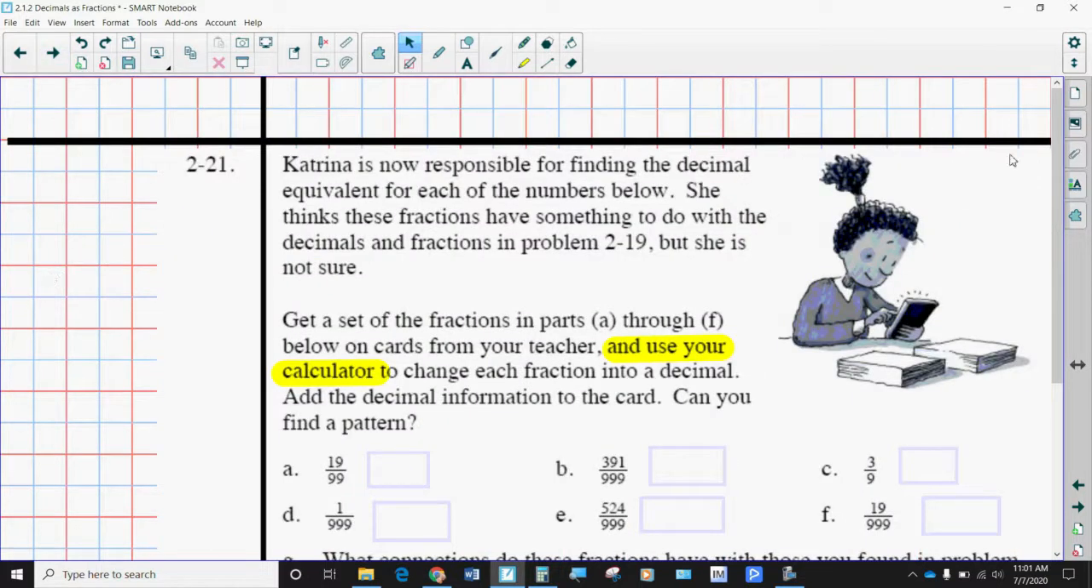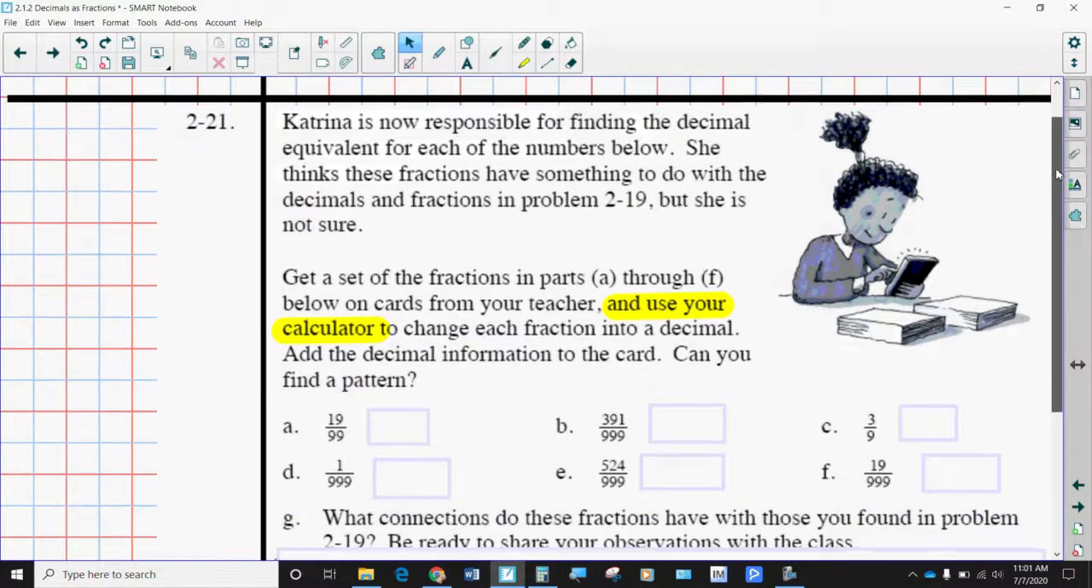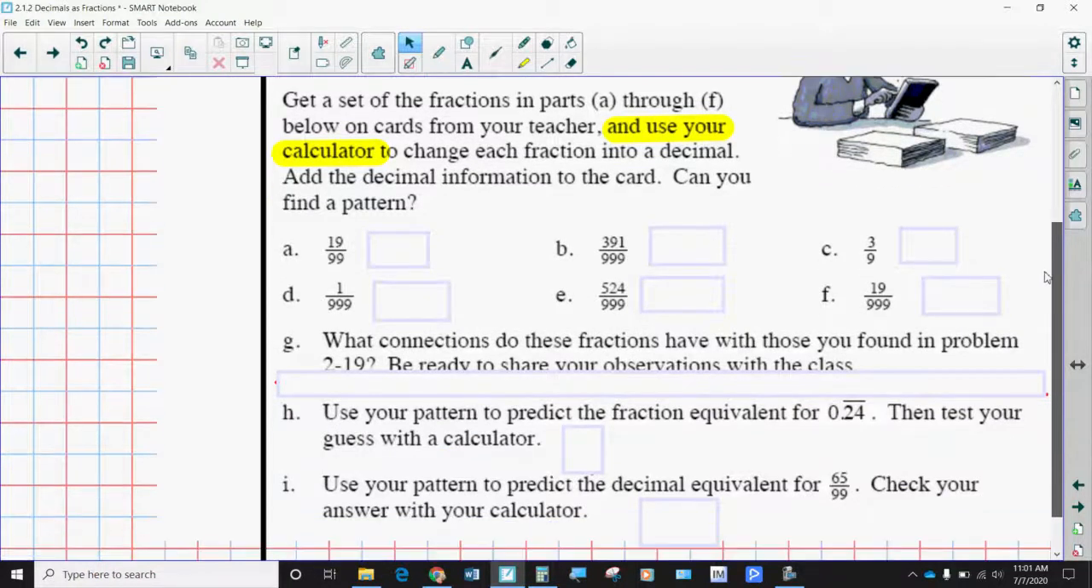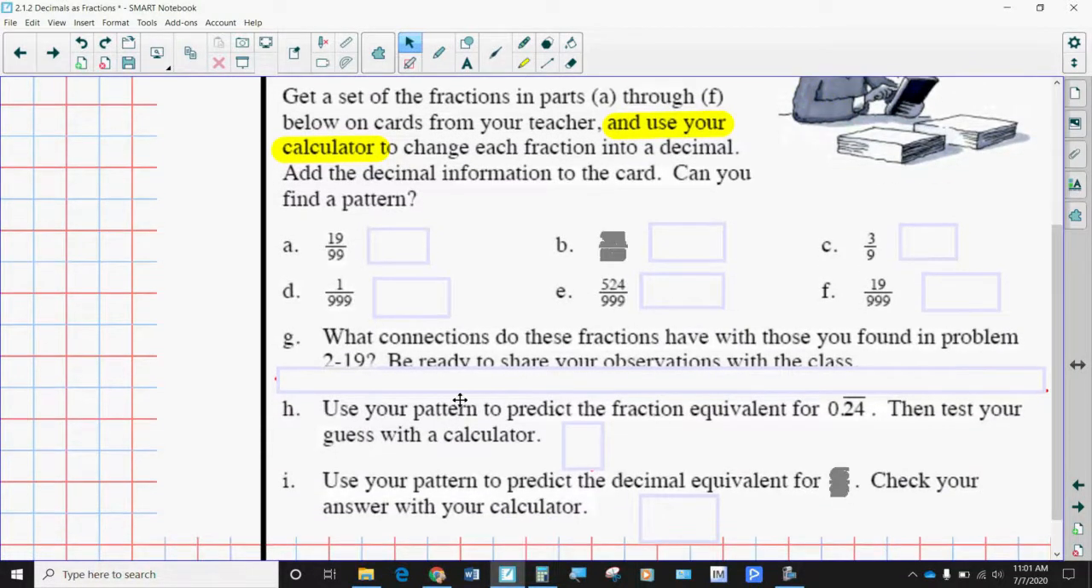All right, now you get to use your calculator. We are going to explore some patterns with numbers, and this is a great exercise, but it's not really a substitute for learning how to convert between repeating decimals and fractions, okay? Go ahead, copy each one of these down, and use your calculator to determine what is the decimal equivalent for each one of these fractions, okay? Come back when you're ready.